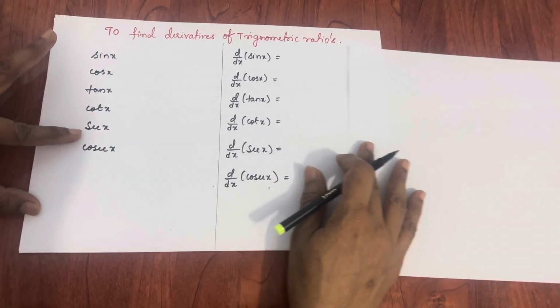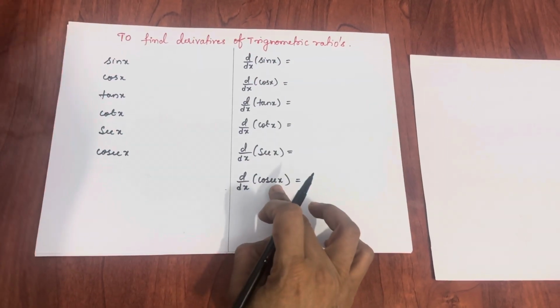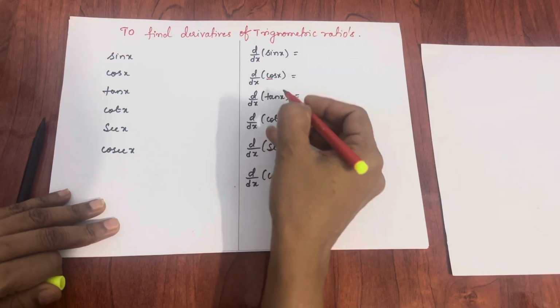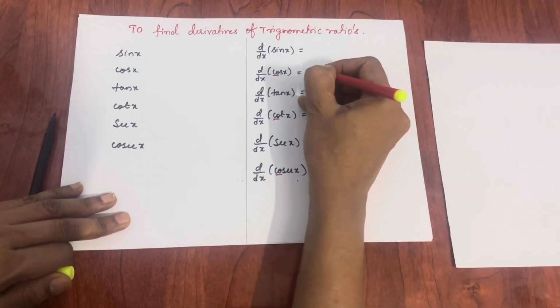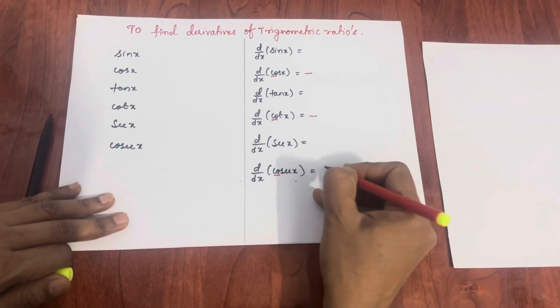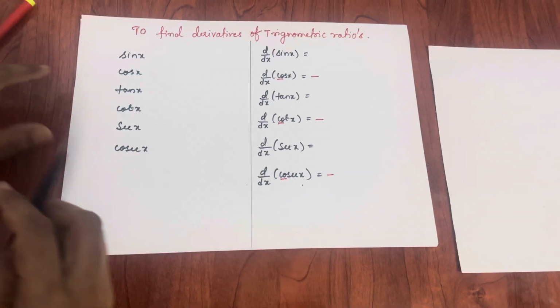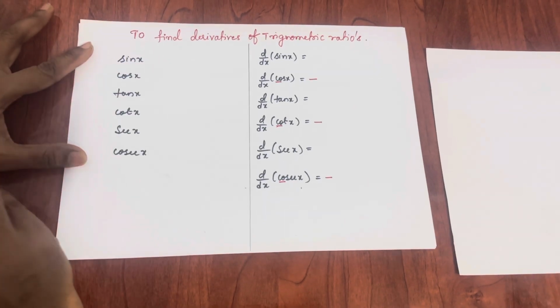Then we'll find d by dx of these 6 trigonometric ratios in the same order. You can observe that any trigonometric ratio starting with c, that is cos x, cot x and cosecant x, will always be negative. So write a minus sign here in these 3 places. Now, how to memorize these derivative formulas is just follow the arrow mark.